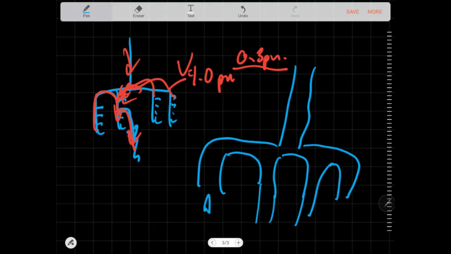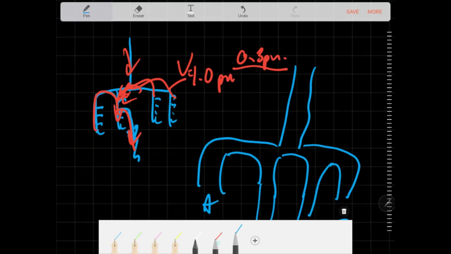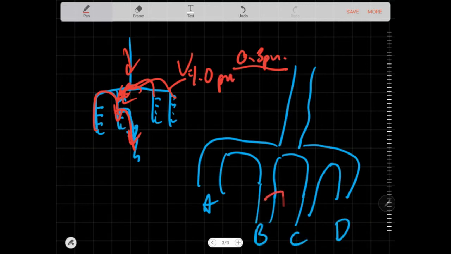So we have places A, B, C, and D. Let's say pipe number B had a certain burst. The pipe just burst out because there's a fault.